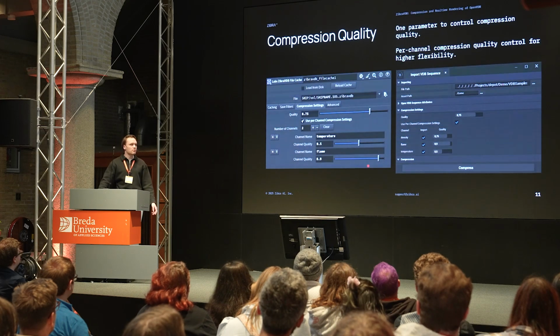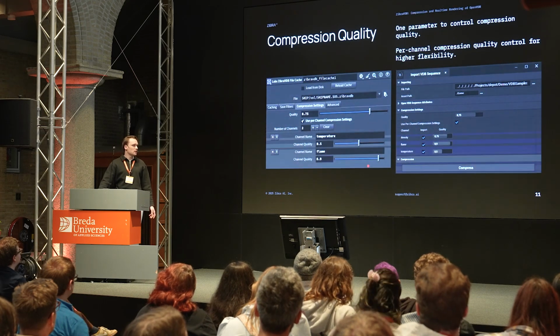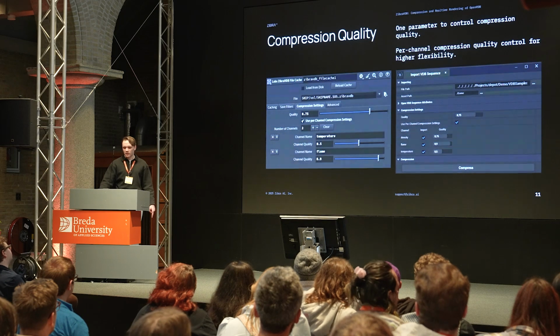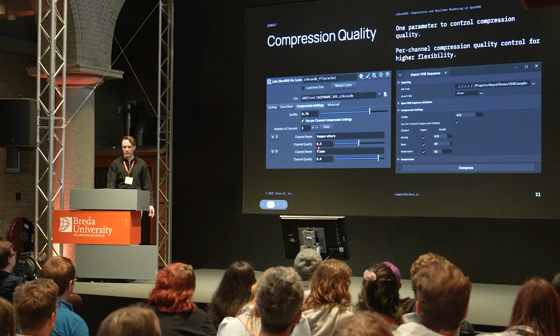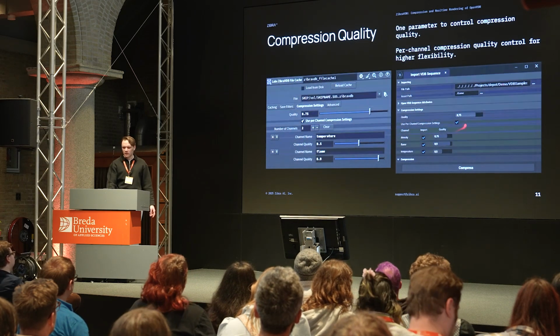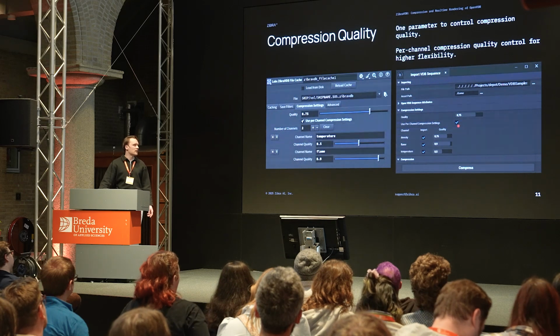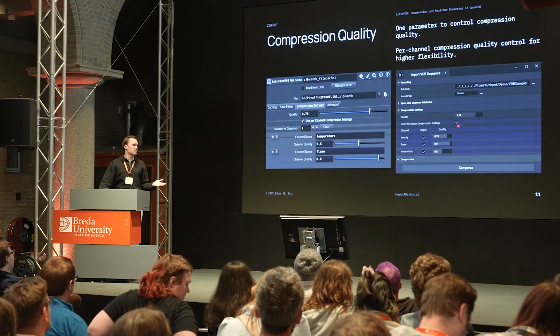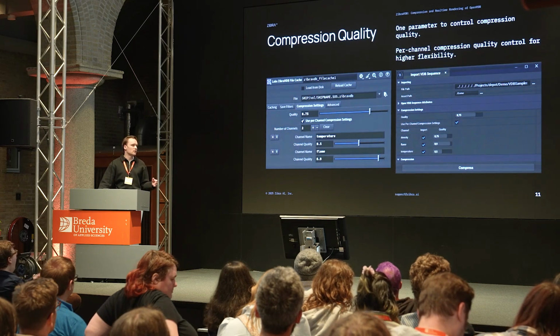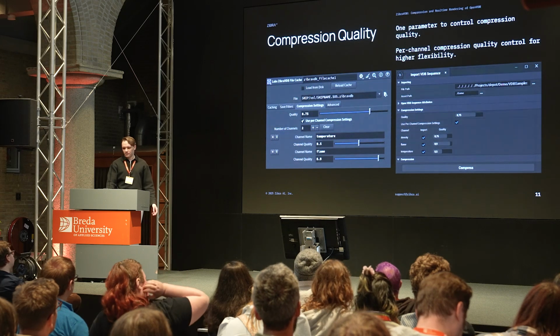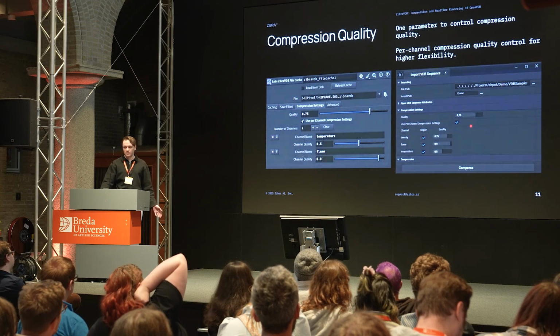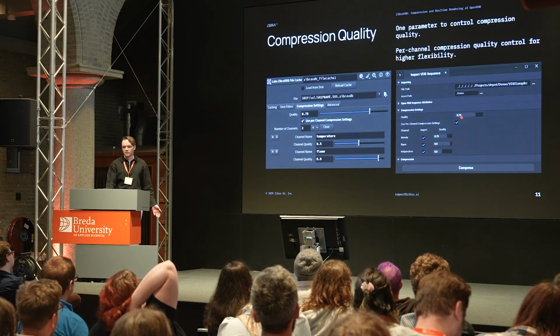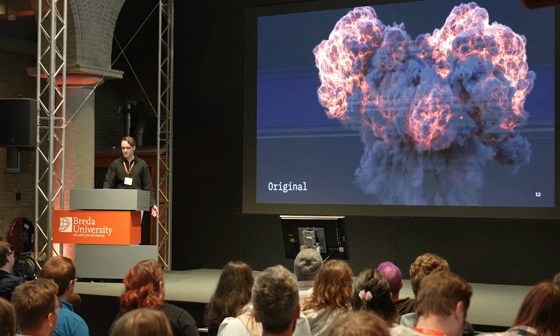Compression quality is the only parameter you need to compress the sequence. You can also select a different compression quality for different channels. For example, sometimes you want to compress temperature more because you can afford to lose some details. But in most cases, you just select this one parameter for all channels, compress it, and you're done.